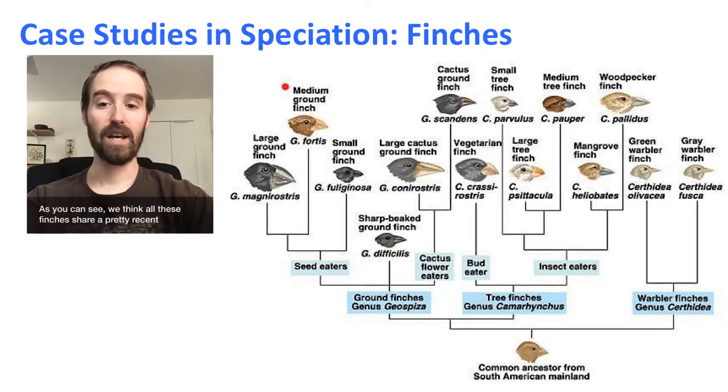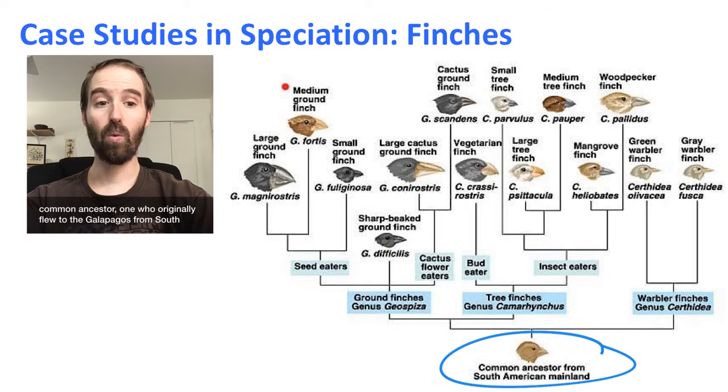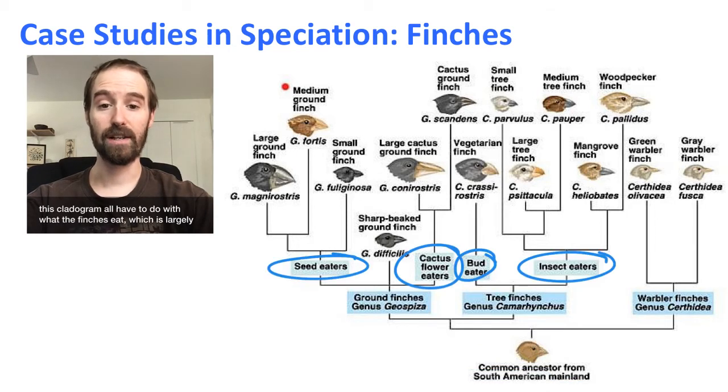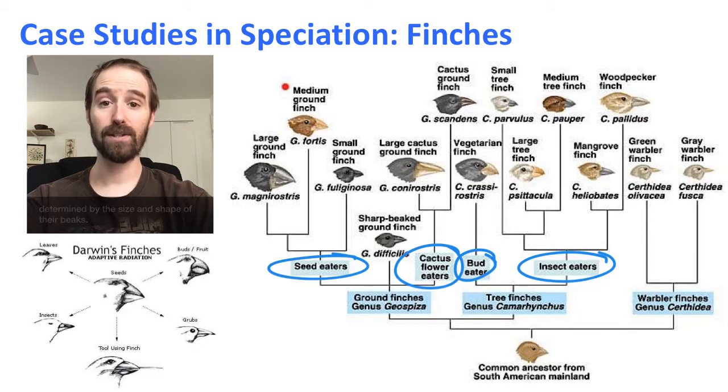As you can see, we think all these finches share a pretty recent common ancestor, one who originally flew to the Galapagos from South America. You might also notice that the derived characters referenced in this cladogram all have to do with what the finches eat, which is largely determined by the size and shape of their beaks.